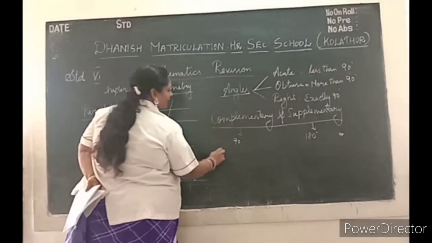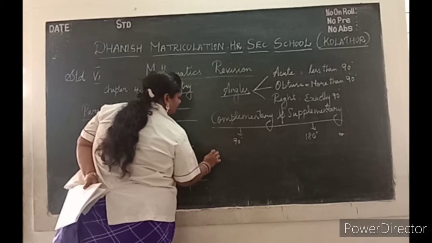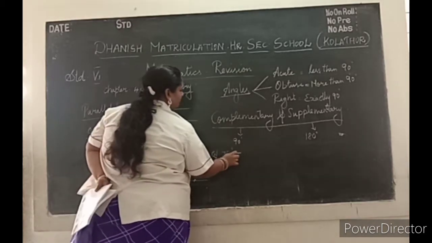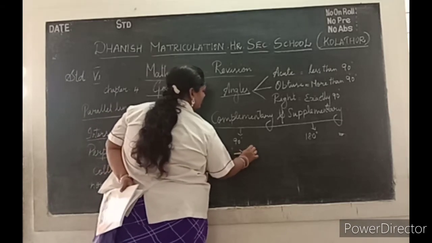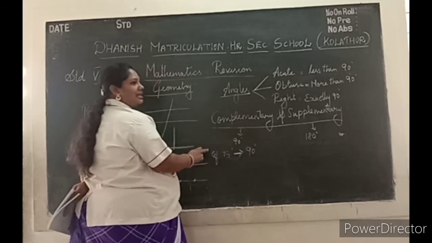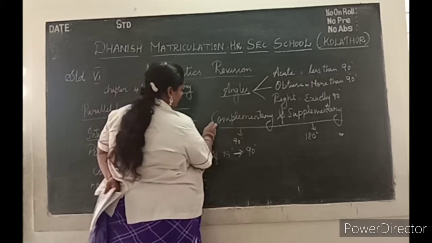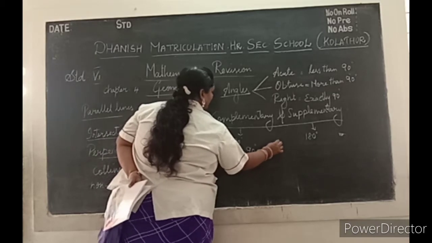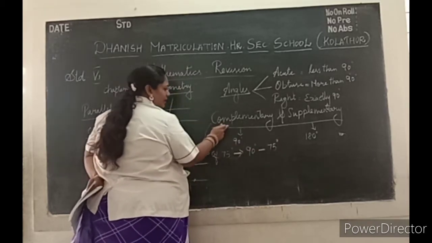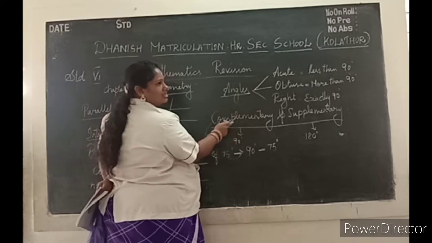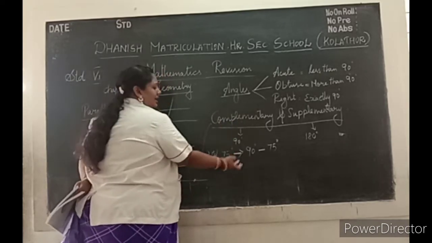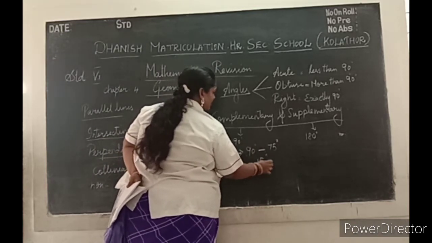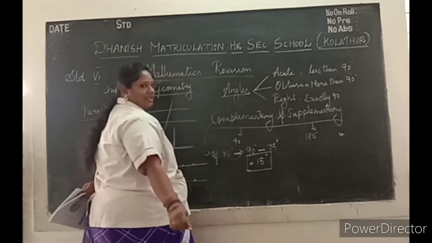If they ask you to find the complementary of 75 degrees, what do I have to do? I have to take this 90. Whenever they ask for the complementary, you have to use 90 degrees. So 90 degrees minus 75 degrees is 15 degrees. So the answer is 15 degrees.